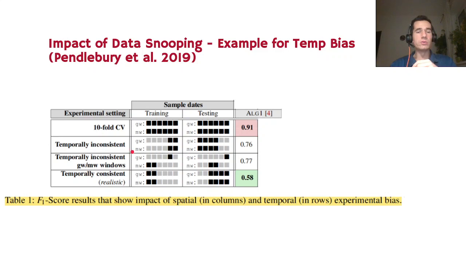Then when we use temporal inconsistency like this, where we train on data that are in the future and then test on data that are in the past, again, the score is much lower, but it's still relatively good, as we can see. Then there is a temporal inconsistency between goodware and malware windows.